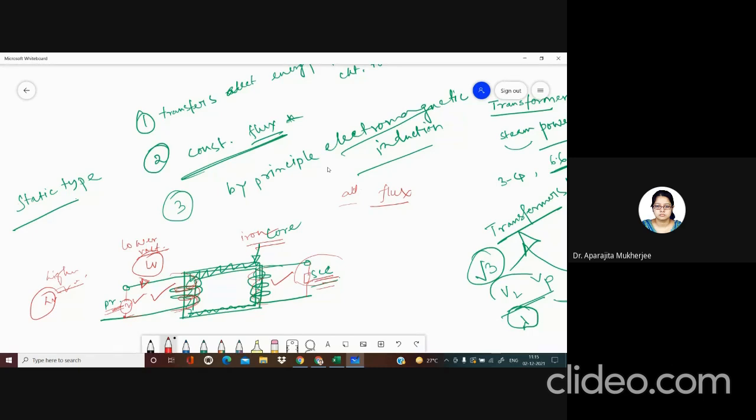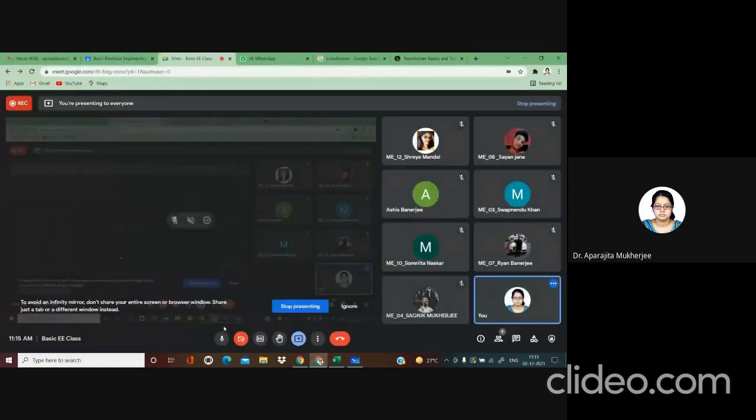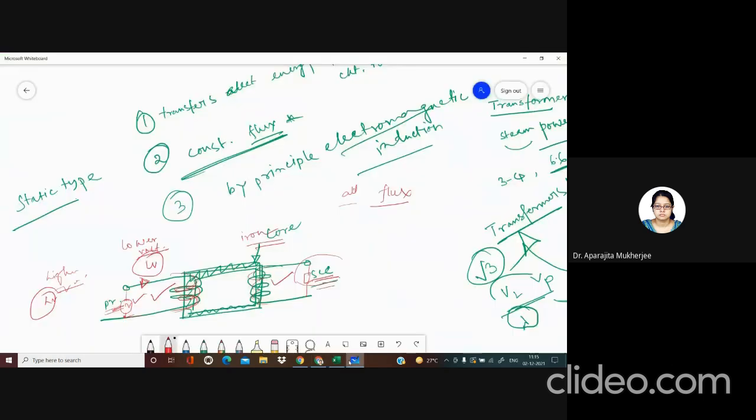Now, the flux of this iron core links not only with the secondary winding but also with the primary winding, so it produces a self-induced EMF in the primary winding, and the induced EMF in that primary winding opposes the applied voltage. That follows which law? Yes, anyone?